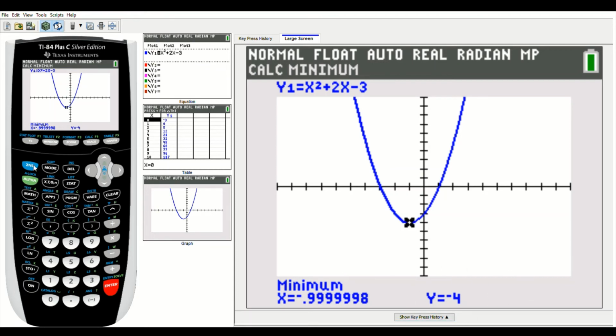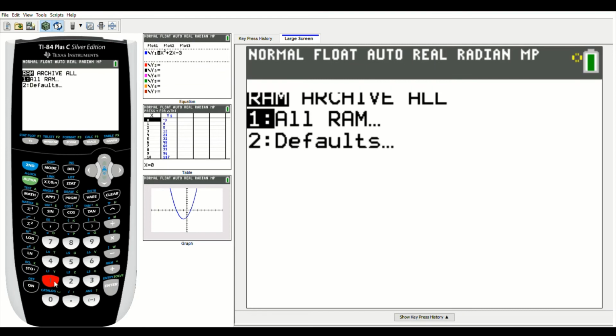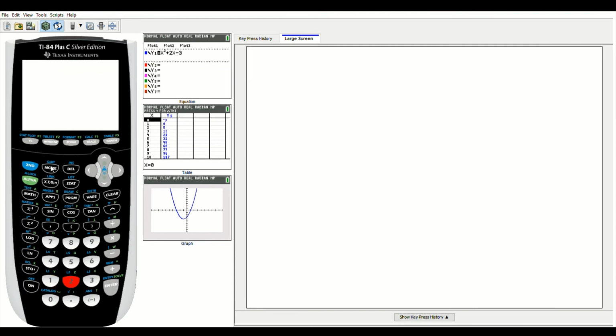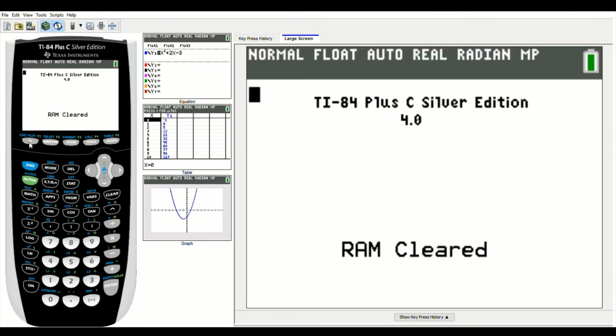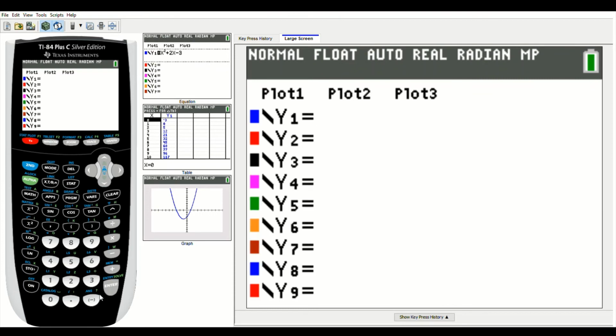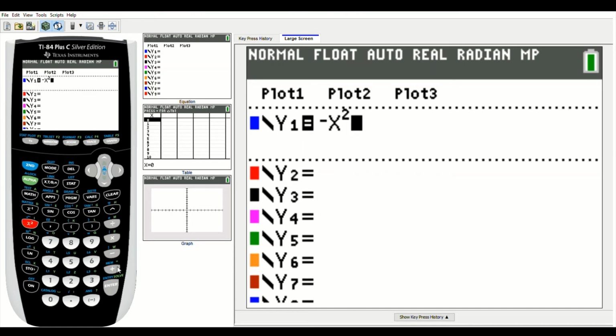So what does it look like if your parabola opens down? So I'm going to clear this calculator. Second plus 7, 1, 2. You don't have to, I just am. And I'm going to go to y equals, and now I'm going to type in a quadratic that will open down. So I'm going to get a negative a value. So let's do negative x squared, plus 3x, minus 1. And then let's graph it.